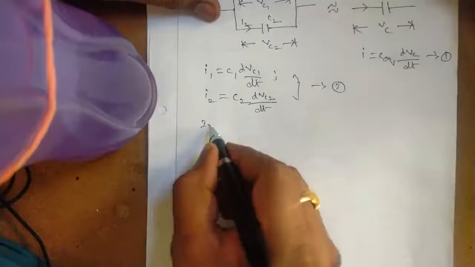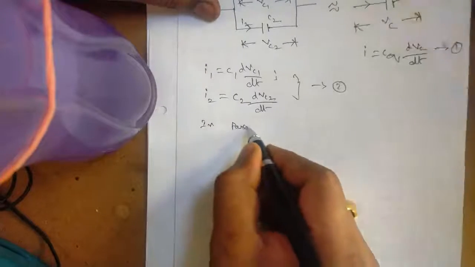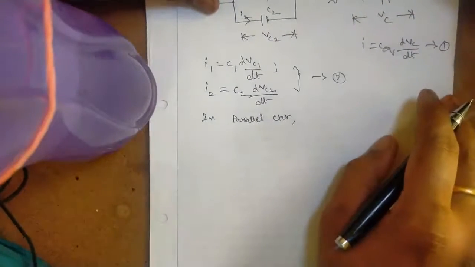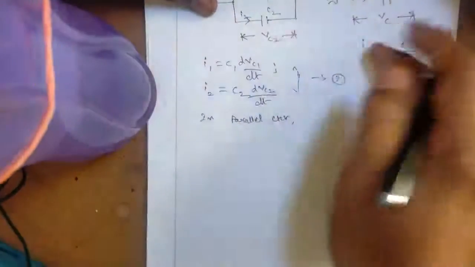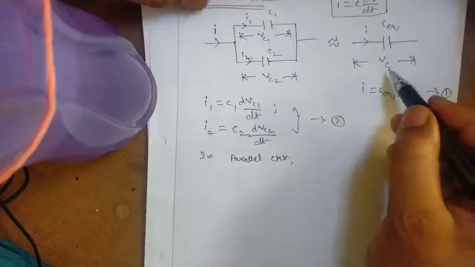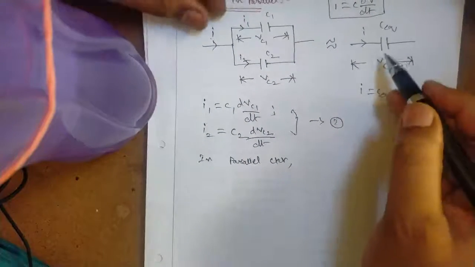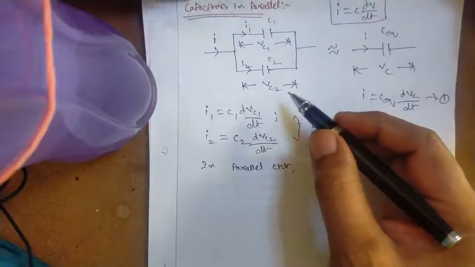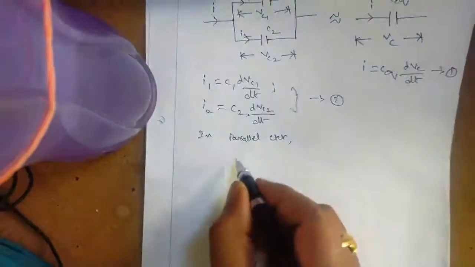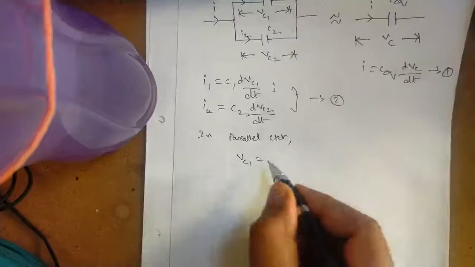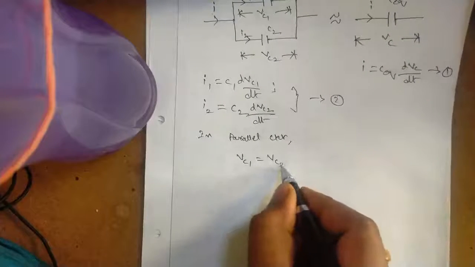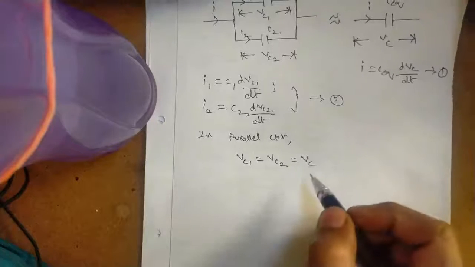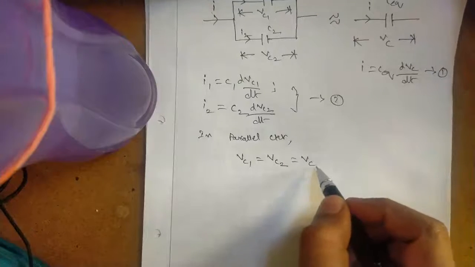But in a parallel circuit, the voltage is the same. The total voltage or applied voltage is the same as the voltage across the individual elements in the parallel circuit. That is, the voltage across capacitor C1, VC1, is equal to the voltage across capacitor C2, VC2, is equal to the total voltage or applied voltage across the combination, that is Vc.